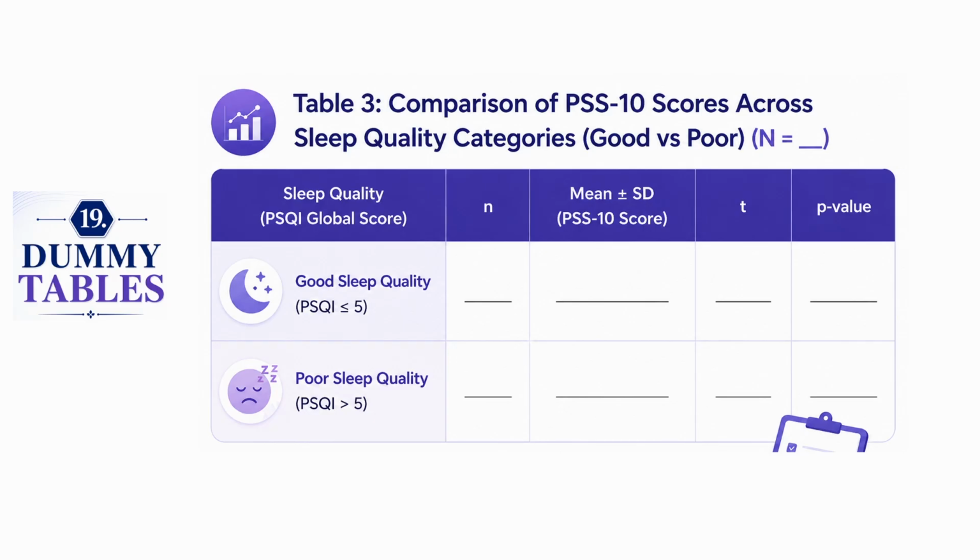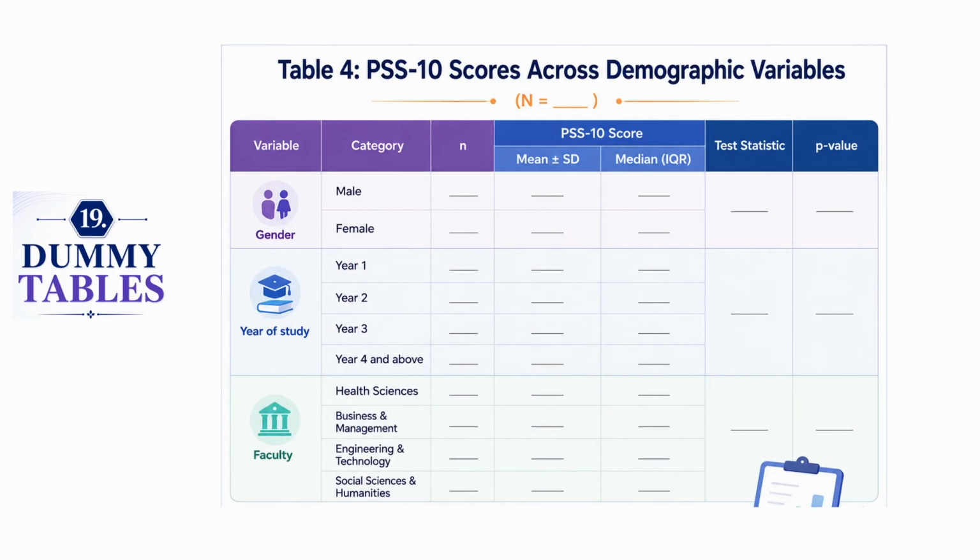So this is another dummy table. Comparison of perceived stress score according to sleep quality. Among good sleep quality, what is the mean stress score? Among those with poor sleep quality, what is the mean stress score? Perceived stress score across various demographic categories.